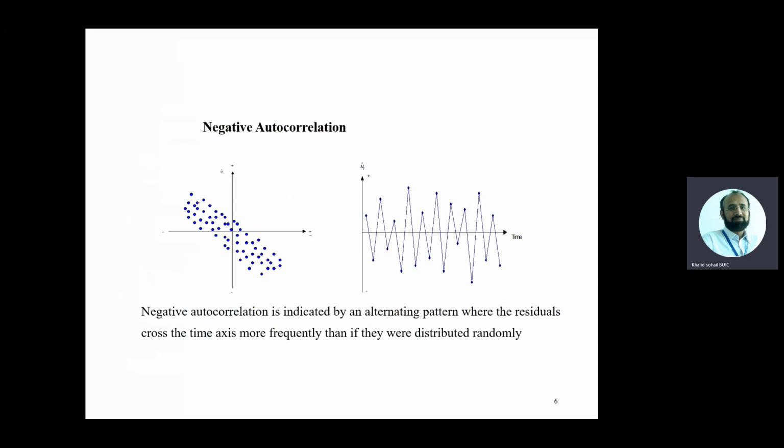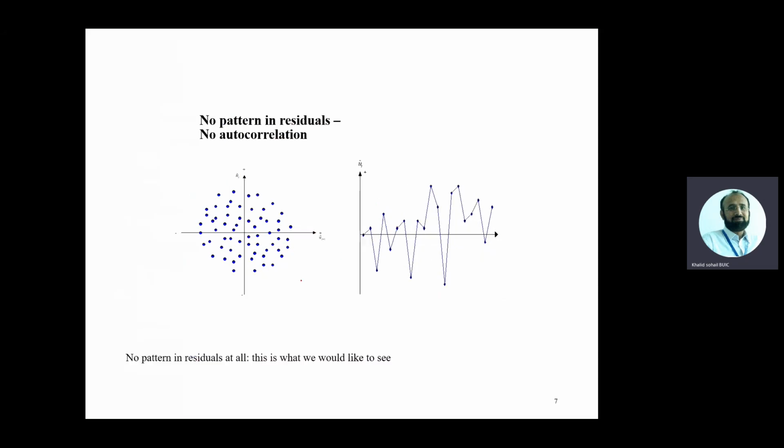Here again, a negative relationship, and then we have a pattern. One is positive, then negative, positive and negative. So this is also a case of autocorrelation. But look at this graph, in this graph we have no pattern. In the second graph you can see that although one is positive, then negative, then positive, here we have two positive, then negative, and then three negative. So there is no pattern. So this is the case where we have no autocorrelation.